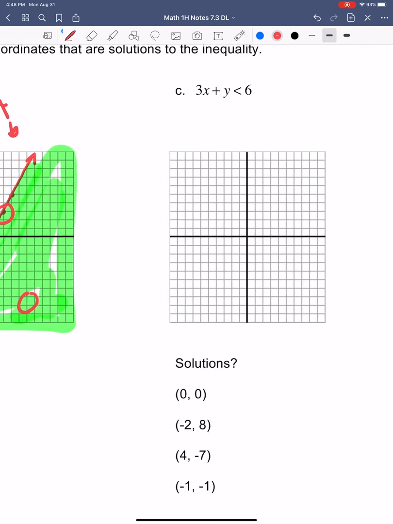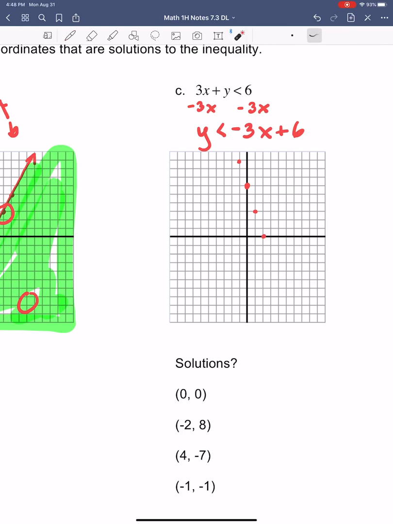All right, moving to letter C here. Notice this one is not in slope-intercept form, so I'm going to go ahead and rearrange it to get y by itself. That means I just subtract 3x from both sides. And I end up with this inequality y is less than negative 3x plus 6. And so then my y-intercept is at positive 6. Right there. And then my slope is negative 3 over 1, so that's down 3 and to the right 1. Okay, and so I end up with my points.